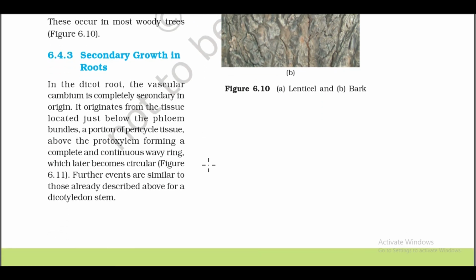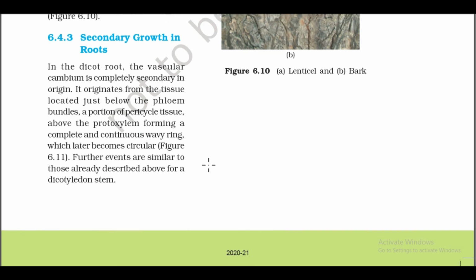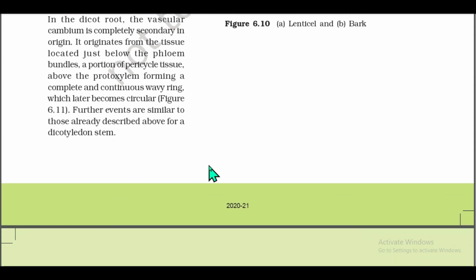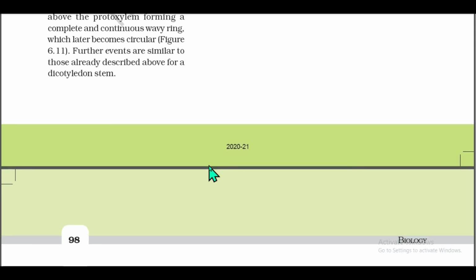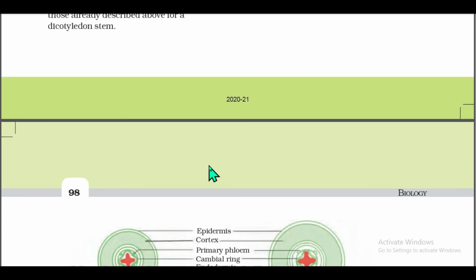6.4.3 Secondary growth in roots. In dicot roots, the vascular cambium is completely secondary in origin. It originates from the tissues located just below the phloem bundles, and a portion of pericycle tissues above the protoxylem, forming a complete and continuous wavy ring, which later becomes circular. Further events are similar to those already described above for a dicotyledonous stem.